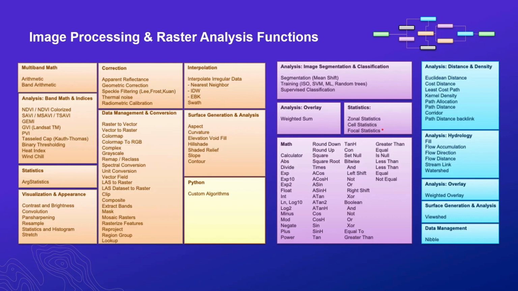Data management is a long list. We have many things to do there. But then we also have many analytical capabilities that fall into interpolation, surface generation, image classification, segmentation, overlay, statistics, distance, density, and hydrology. You can see there is a long list of tools that are available in ArcGIS Enterprise that you can use to do raster processing. And when nothing works, of course, you can fall back to your custom algorithm to extend analytical capability.